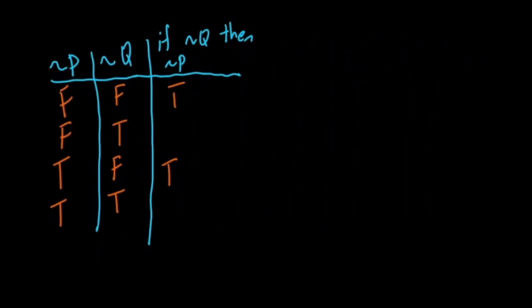Now let's look at the second row. There, it's true for not Q in the second and fourth row. As a result, we've got to step in even further. For the second row, because there's a false value for not P, the entire if statement is going to be false.